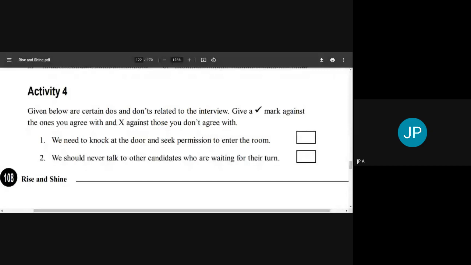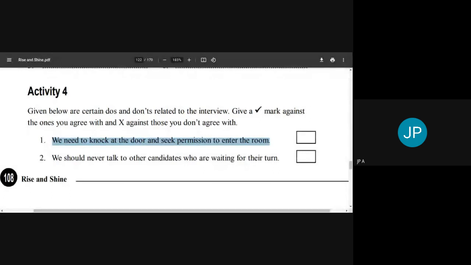We will conclude with this activity, activity 4, do's and don'ts. We need to knock at the door and seek permission to enter the room. Can I just walk into the room without taking any permission? So is this a tick mark? We need to knock at the door and seek permission, yes or no? Should we seek permission? Yes, we should seek permission.